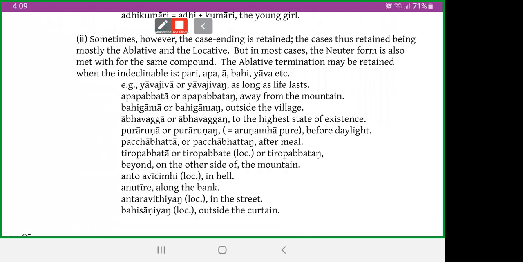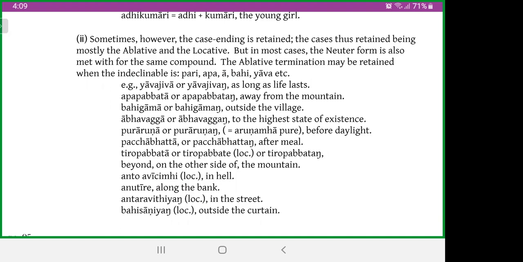Okay. Now it shows two forms here. Okay, so we read number 2. All right. Sometimes, however, the case ending is retained, the cases retained being mostly the ablative and the locative. But in most cases, the neuter form is met with for the same compound.